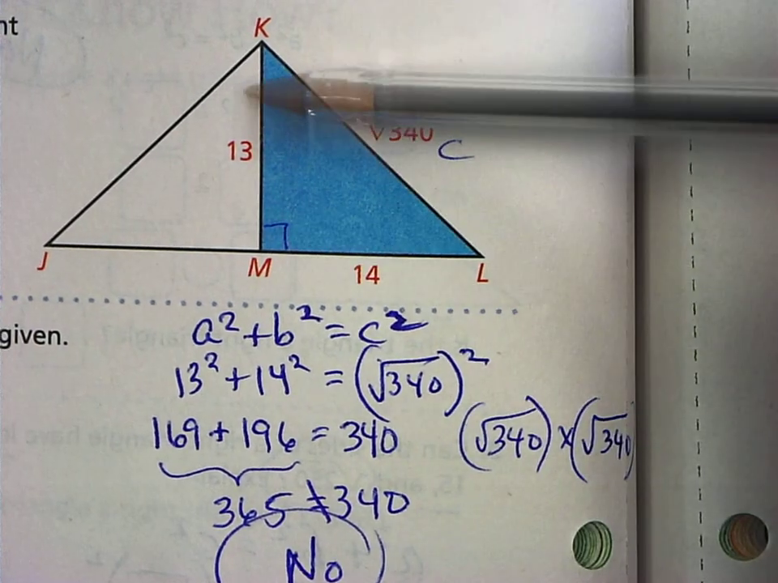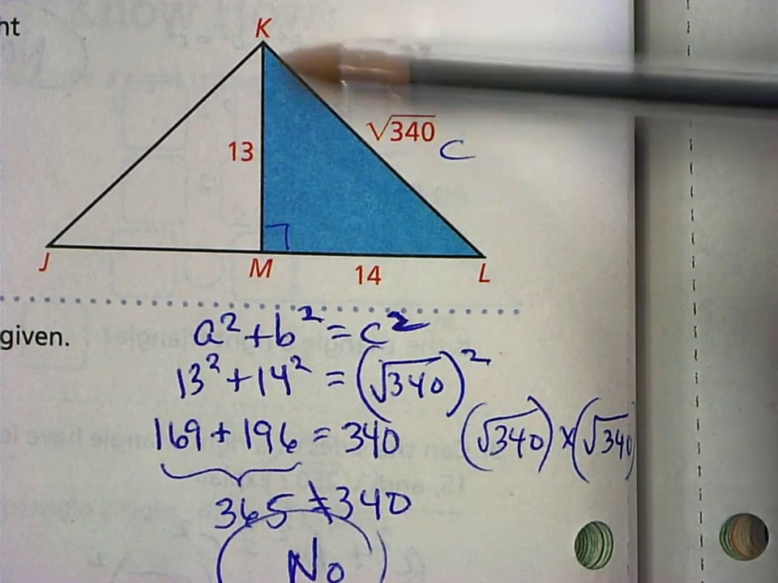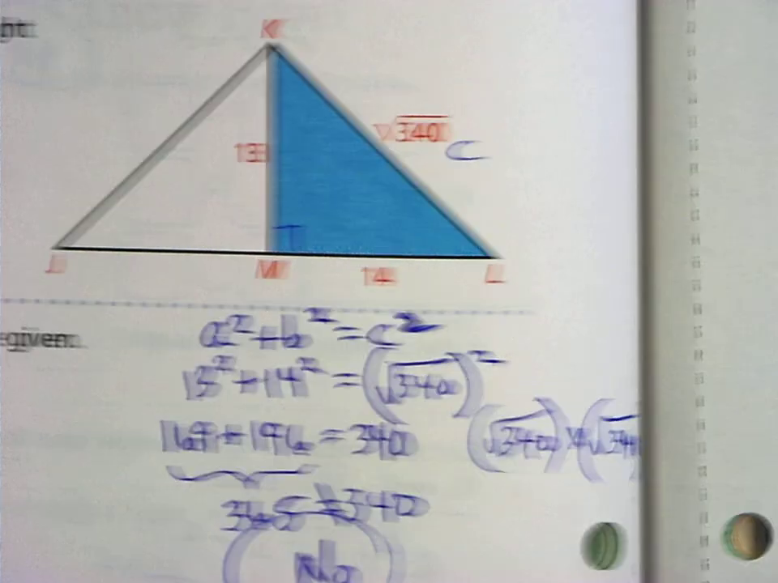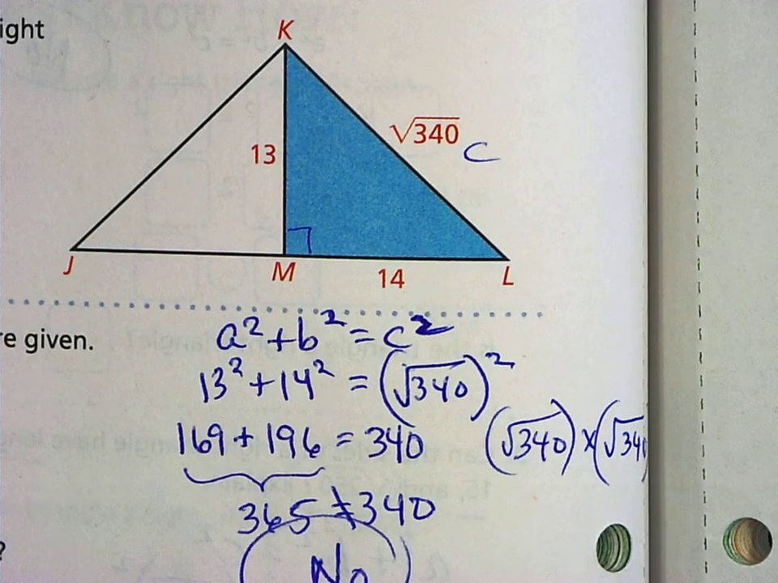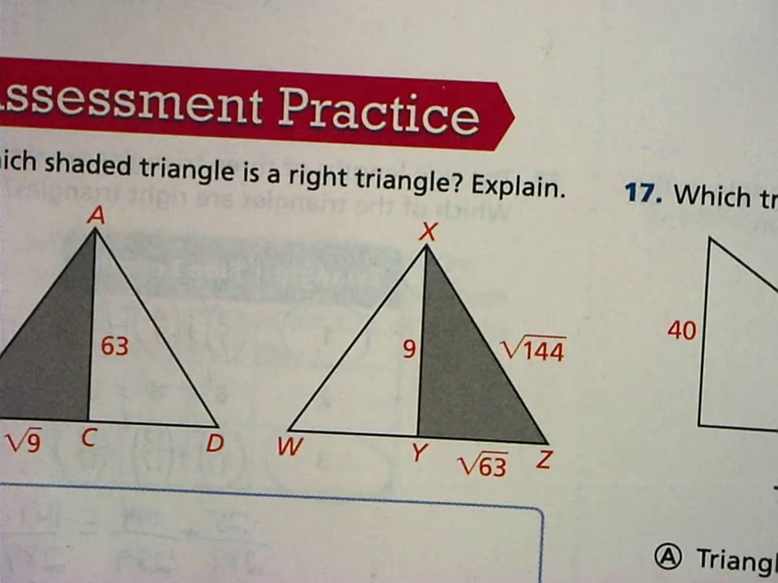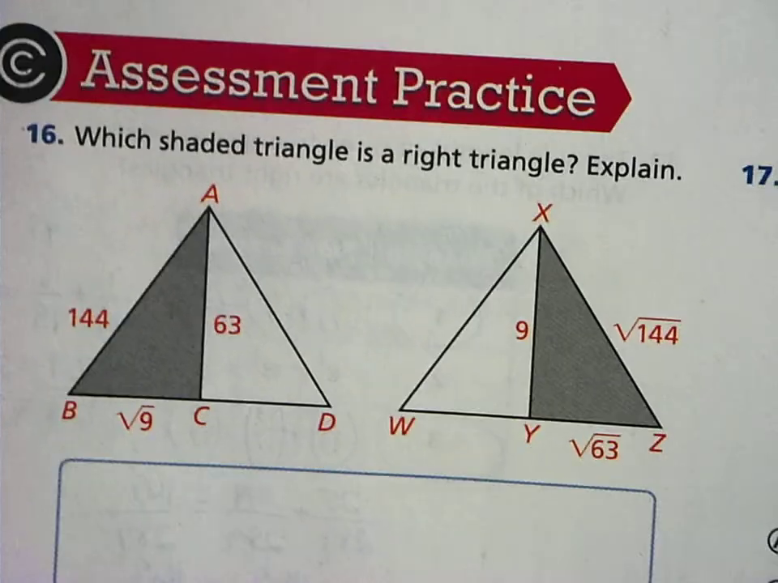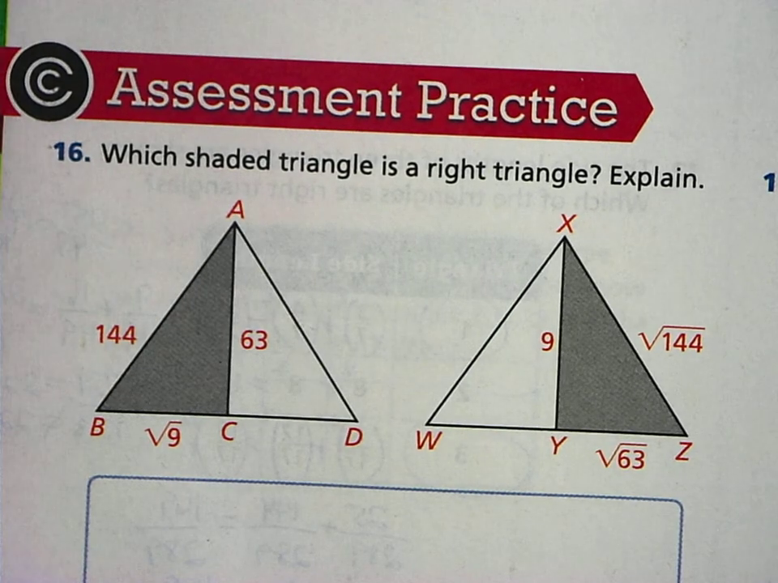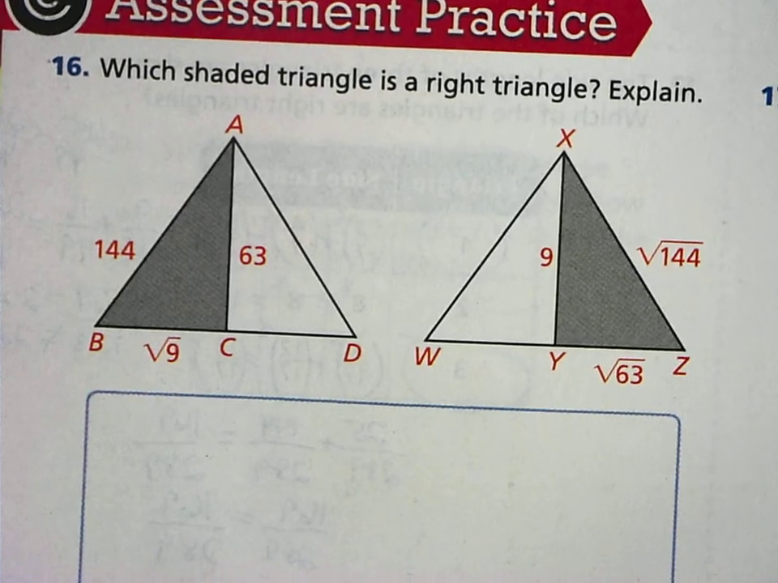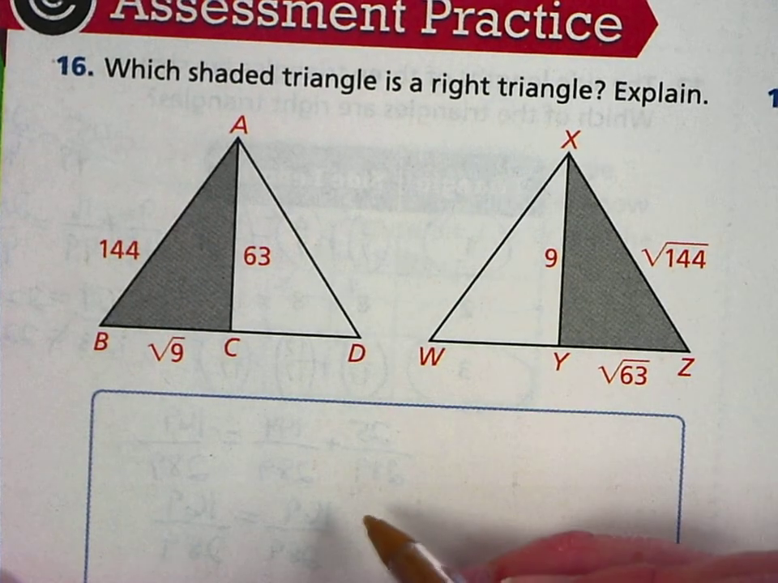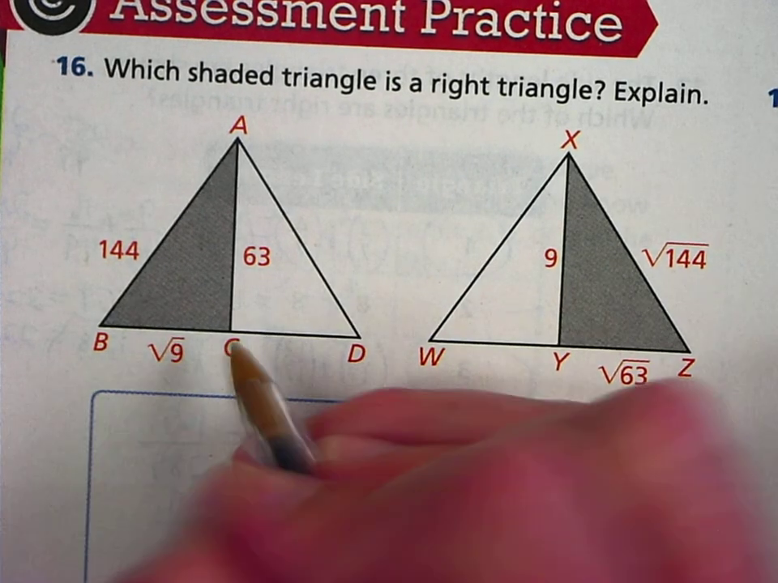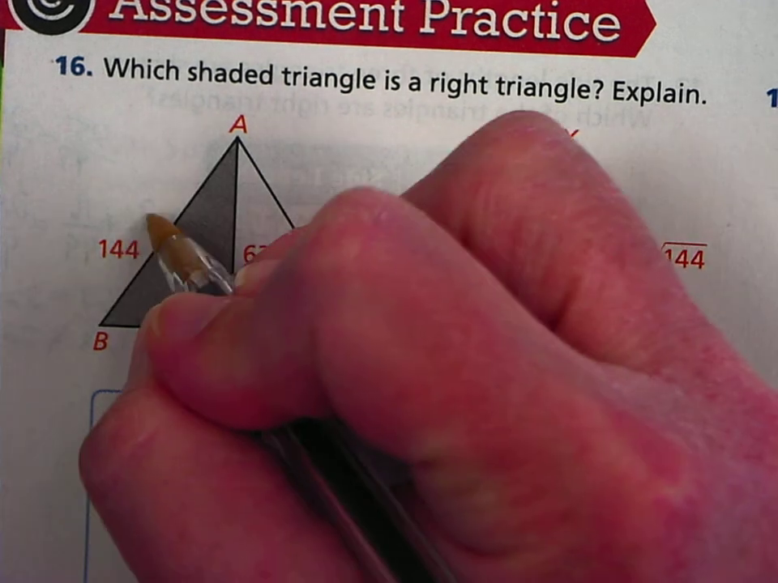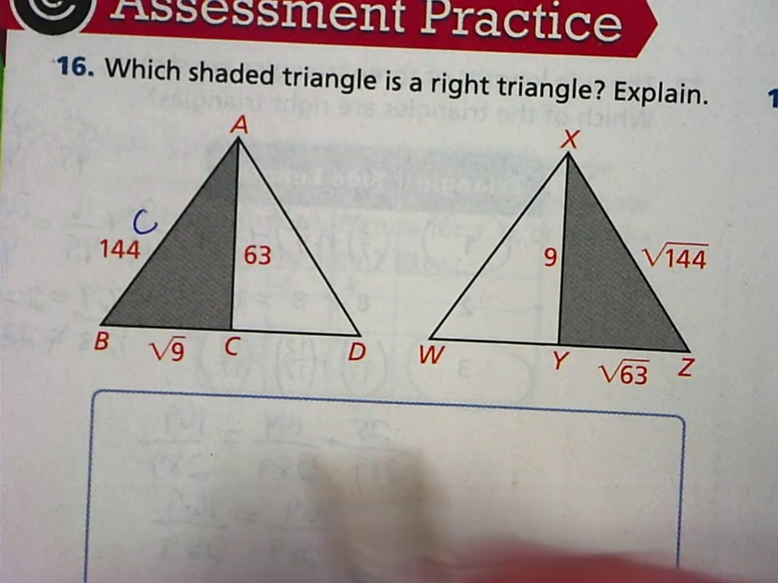This one asks, is this the correct height? And no, it cannot be because it didn't work. Let's try one more of those. So let's take a look at this one. Which shaded triangle is a right triangle? Well, again, let's plug them into the Pythagorean theorem and see if it works. Okay, so this is your biggest side, your longest side, your hypotenuse, so that has to be C.